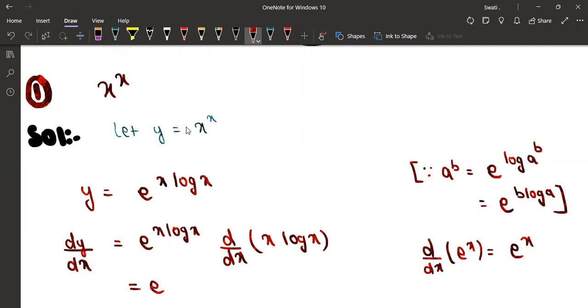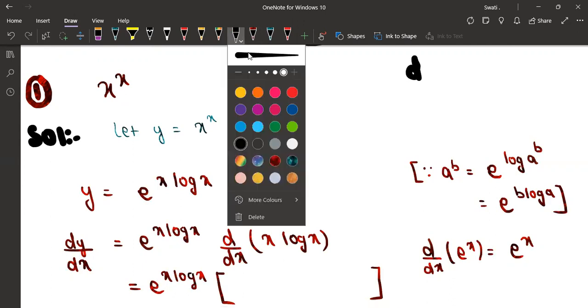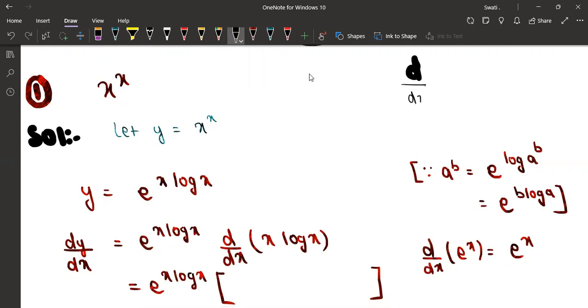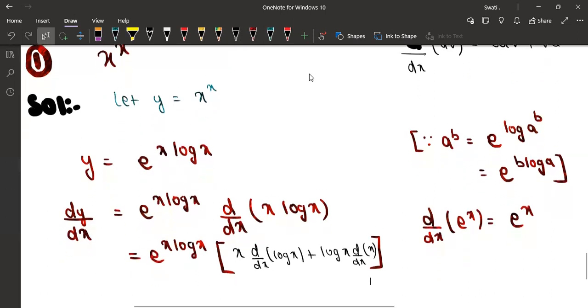Now this will become e raised to x log x. And now here we are going to use the product rule. What does the product rule say? It simply says that if we are doing the derivative of a product of two functions, that is u into v, then we keep one function as it is and do the derivative of the other one, plus the other one as it is and the derivative of the first one. So using this rule, this will become x, and then we write the derivative of log x, plus log x as it is, and we do the derivative of x. That is it. So this is also called the product rule.